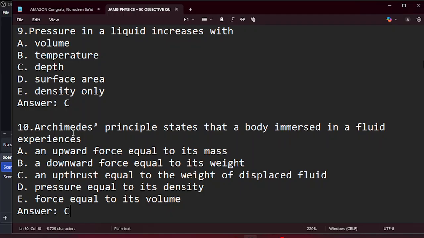Question number 10. Archimedes' principle says that a body immersed in a fluid experiences A. An upward force equal to its mass. B. A downward force equal to its weight. C. An upthrust equal to the weight of displaced fluid. D. Pressure equal to its density. E. Force equal to its volume. The answer is C, which is an upthrust equal to the weight of displaced fluid.